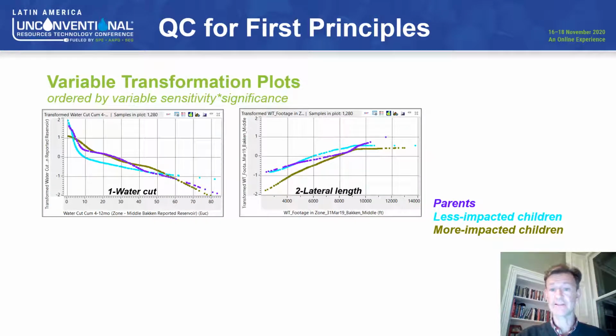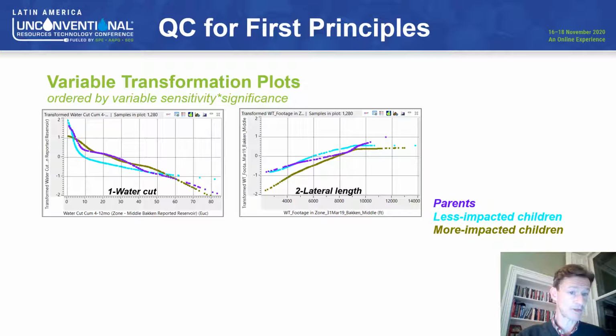As lateral length increases, so does production. It gets better and better and better. Here you can actually see that for the more impacted children, the ones in brownish yellow tan, lateral length has a bigger range of values over here than it does for the other classes. So it had a bigger impact in the more impacted children than it did in the other two classes. Kind of an interesting thing.